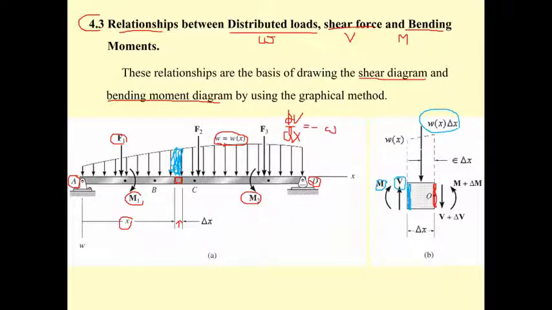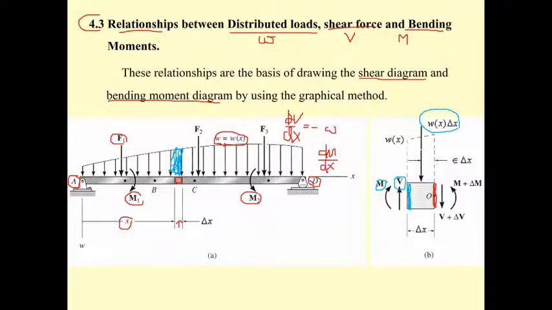That means when we draw the shear diagram, we take a look at the given beam. And then we have another one, which is dM by dx, equal to what?